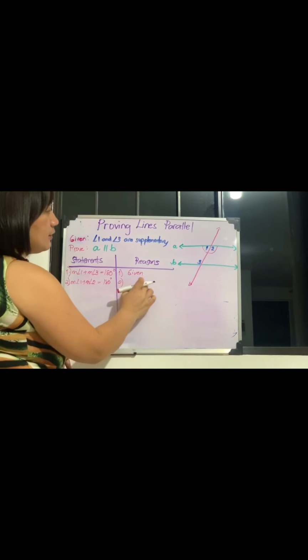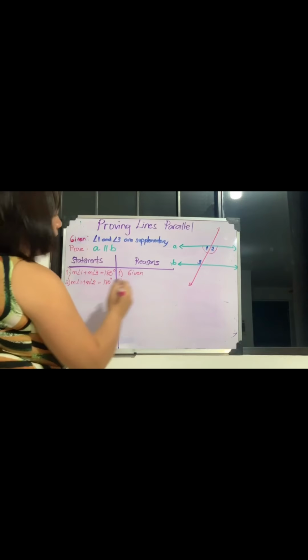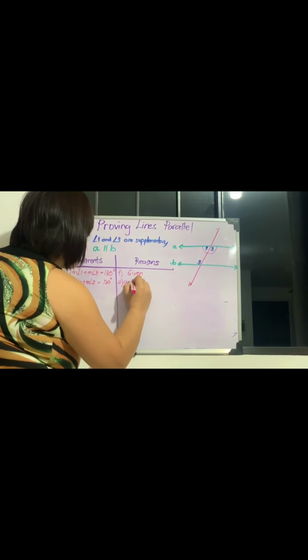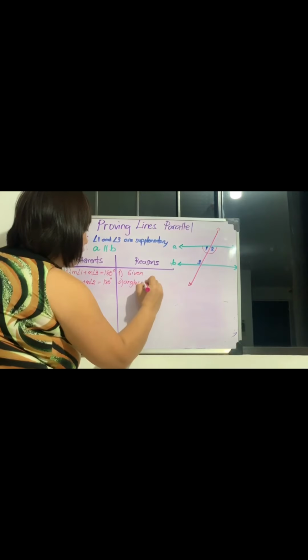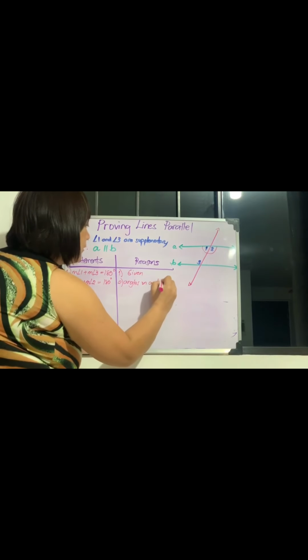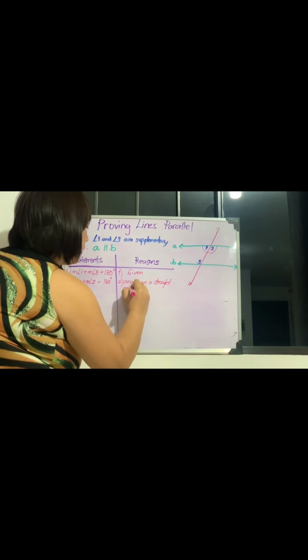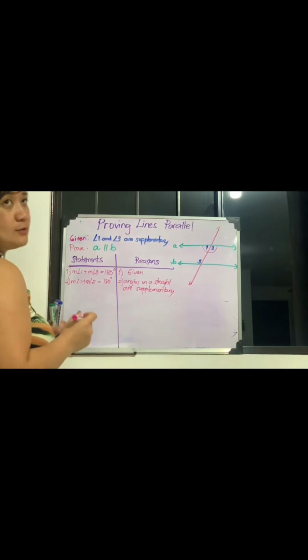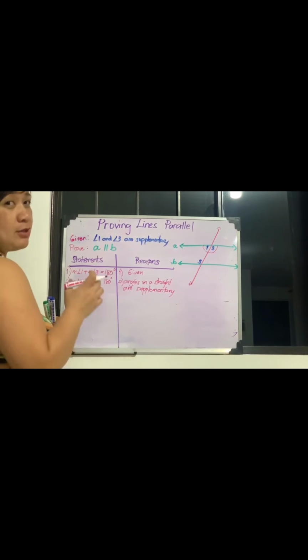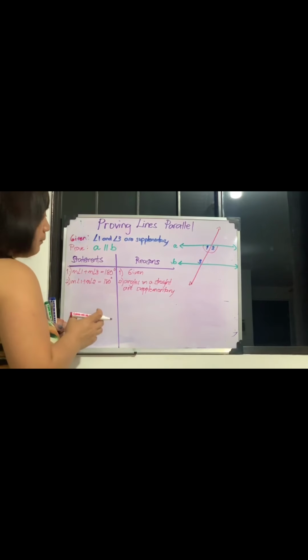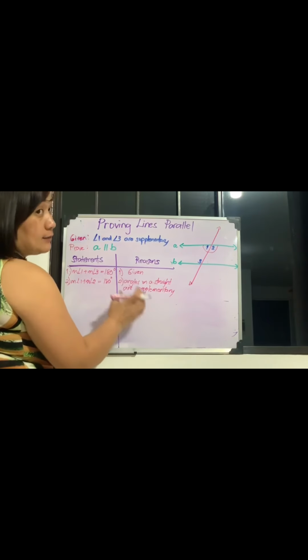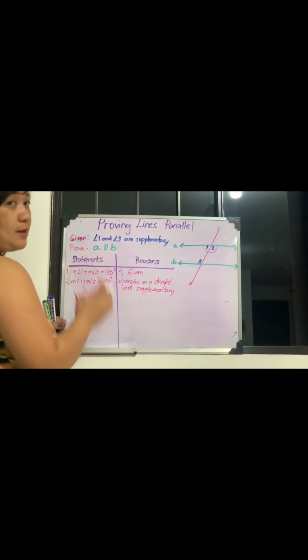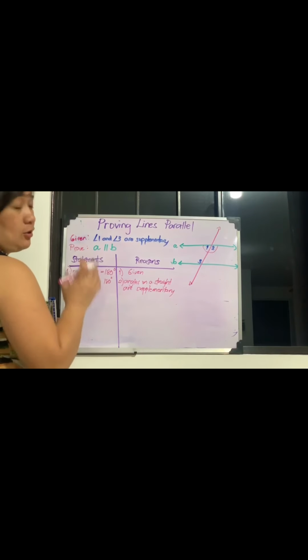What will be our reason here? Angles on a straight line are supplementary. Okay, so for me, if my students do not really write the correct theorem name or postulate name, as long as they give the correct statement, that should be acceptable. That should be considered correct, okay?